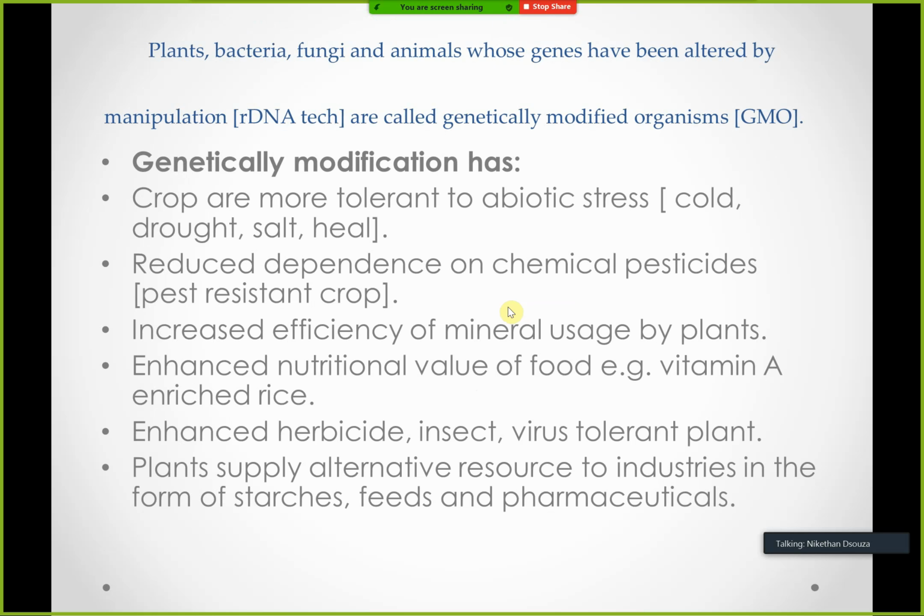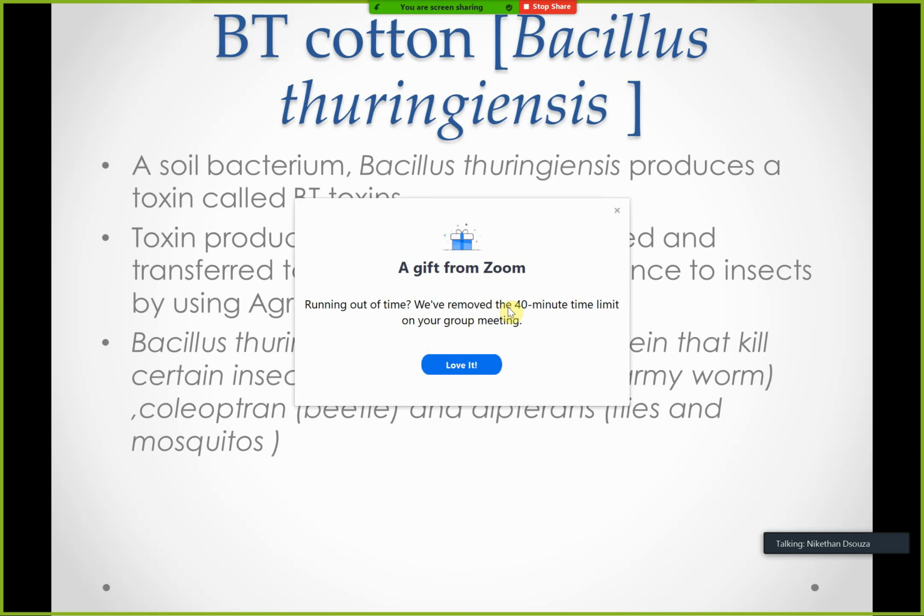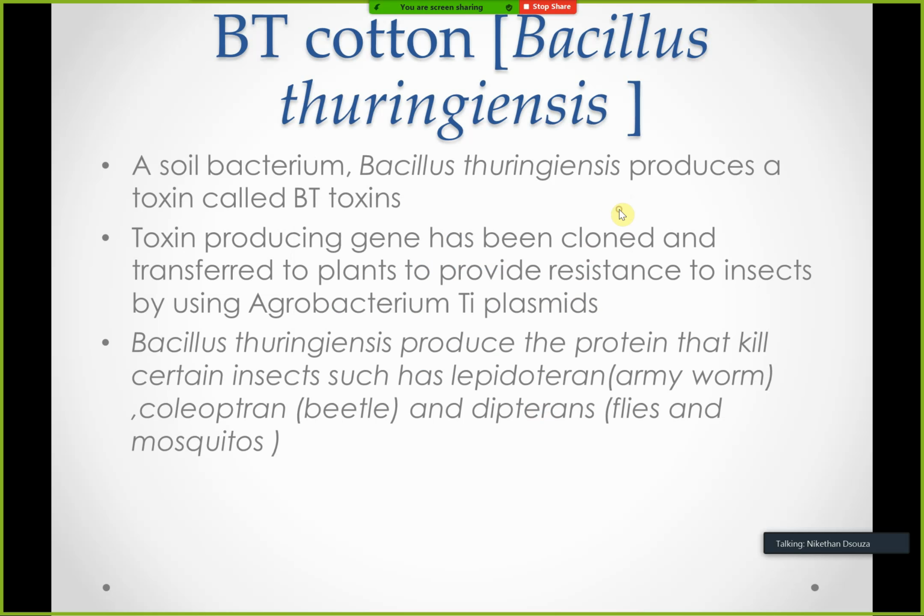Here in the first example we have a BT cotton. Here BT stands for Bacillus thuringiensis. It is a soil bacteria. This Bacillus thuringiensis gene, which produces a protein, this protein is toxic to some of the insects like Lepidoptera.